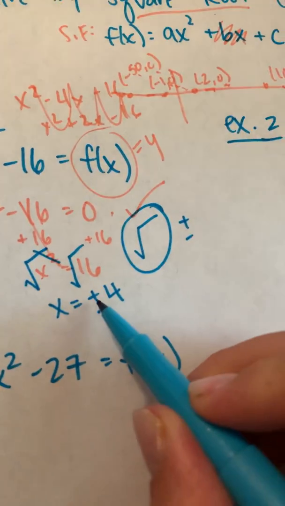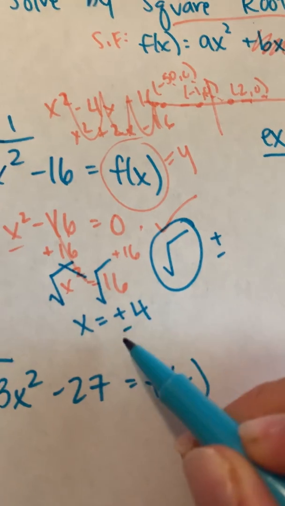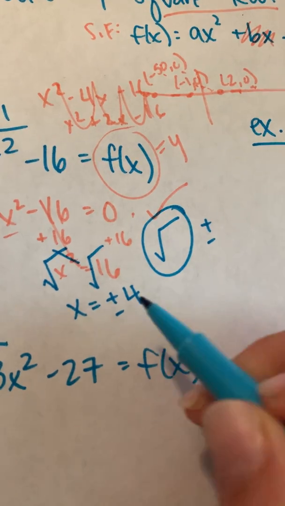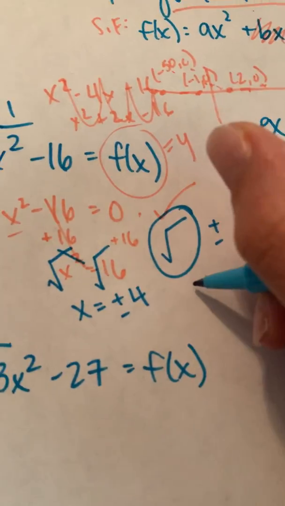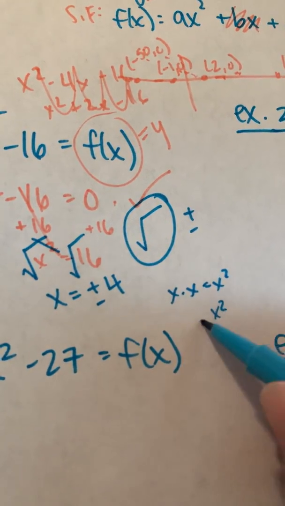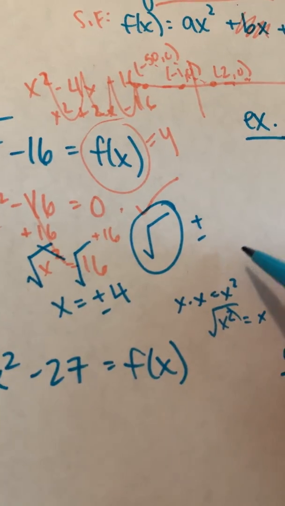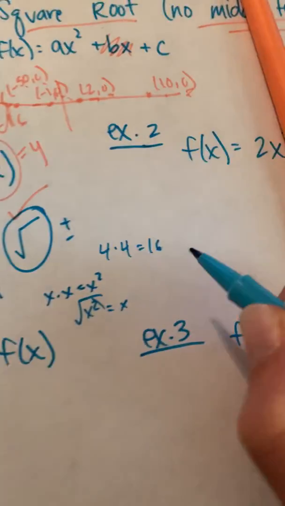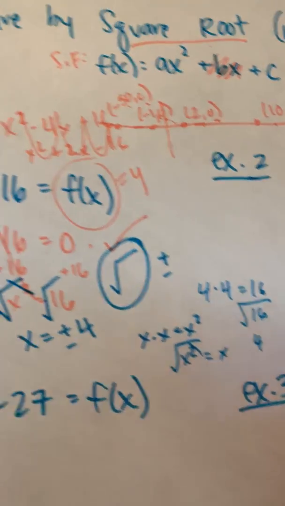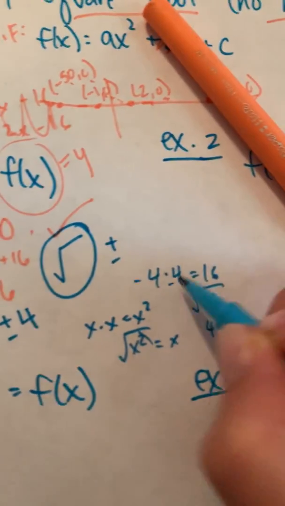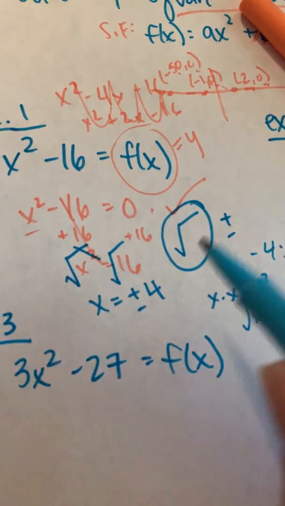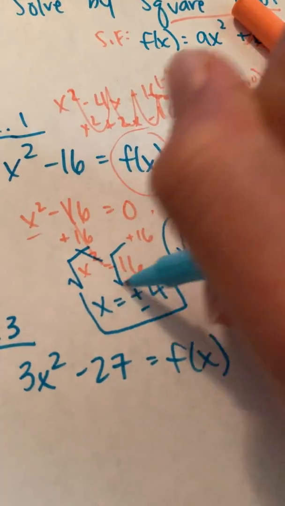Hopefully, you figured out that plus 4 times plus 4 equals 16, and minus 4 times minus 4 also equals 16. When you take the square root of something, it's something times itself that equals that number. So, x times x will equal x squared. That's why we can take the square root of x squared and it just equals x. 4 times 4 equals 16. That's why when we take the square root of 16, it equals 4. Okay? And negative 4 times negative 4 also equals 16. So we have to put plus or minus. If you choose to put the square root in the problem, you have to add plus or minus. Okay?